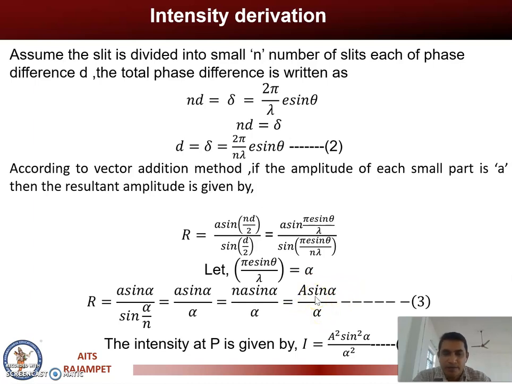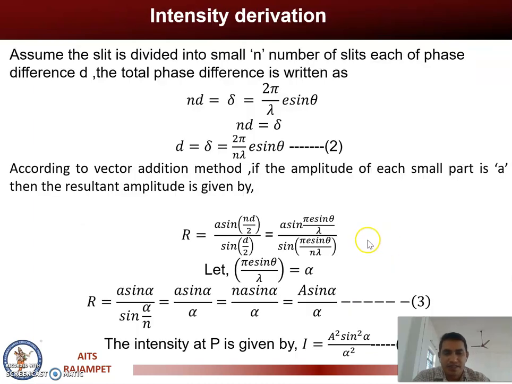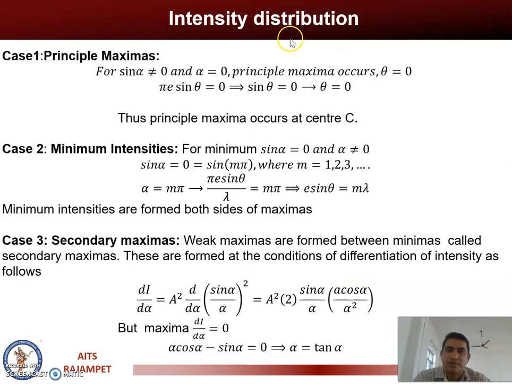Here na is equal to A. The intensity at point P is given by I is equal to A square sin square alpha by alpha square. This is the intensity at point P, that is I is equal to A square sin square alpha by alpha square.